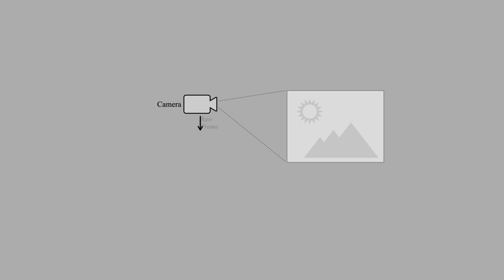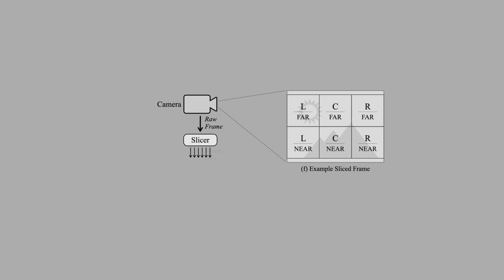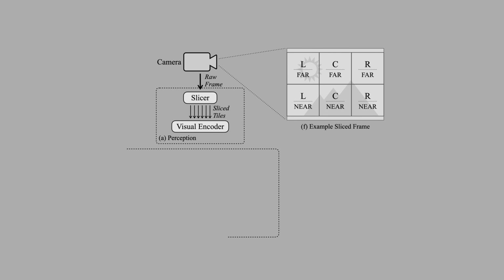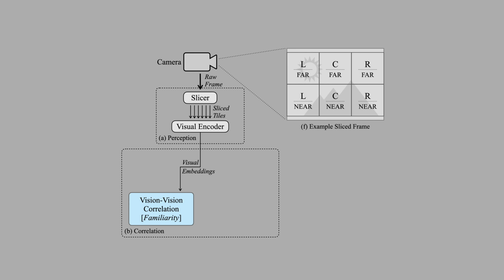The perception front end acquires images from an RGB monocular camera. It executes customizable slicing strategies and encodes each sliced tiles into visual embeddings using the CLIP visual encoder. The visual embeddings are then sent to correlation middlewares. The vision correlation middleware accumulates a familiarity database in real time. It correlates new frames with existing ones and produces a familiarity score.